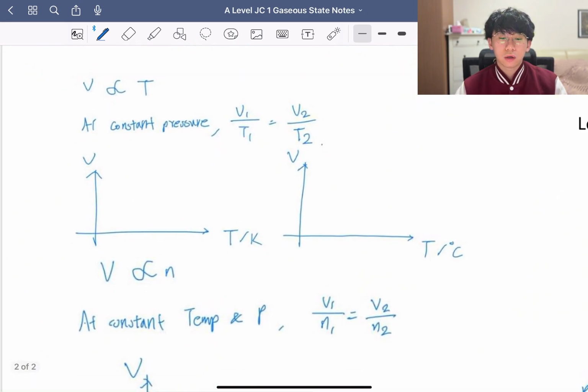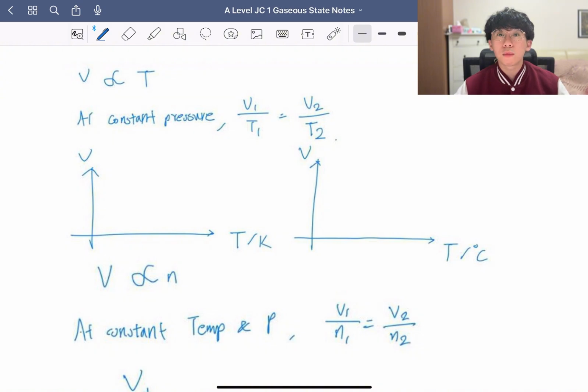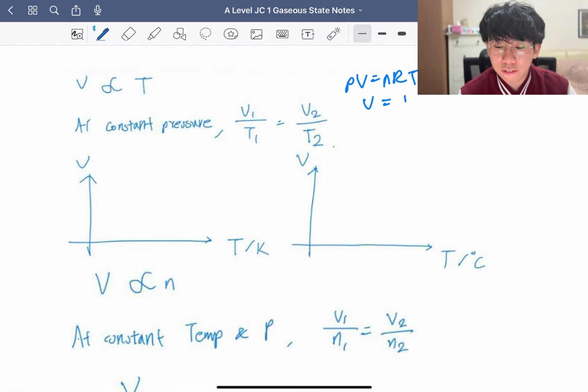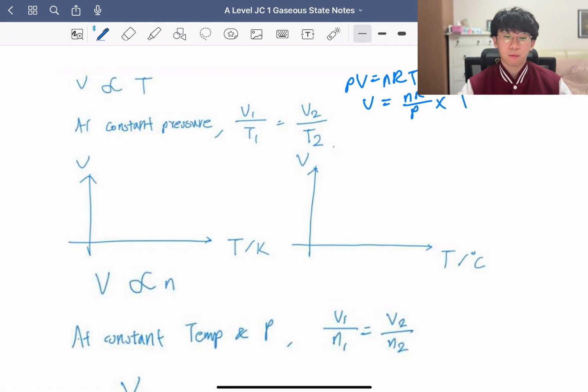And now, what about the relationship between volume and temperature? Same thing. If we use PV equals nRT, I can already see that V is directly proportional to T because V is on the left side. If I shift things around over here, this is the relationship. Now, at constant pressure, this is a constant, and with that being a constant, this means that V1 over T1 will equal V2 over T2.